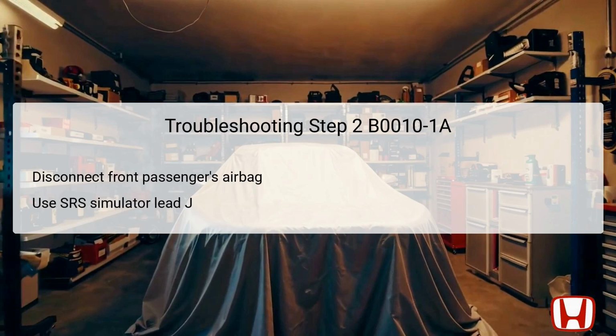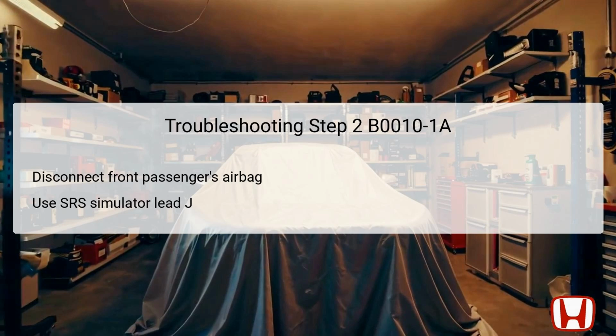Next, it is crucial to disconnect the front passenger's airbag inflator connector to prevent accidental deployment during testing. Following this disconnection, you should connect the SRS simulator lead J to the SRS inflator simulator. This simulator typically has a low resistance of about 2 ohms, simulating a functioning airbag inflator.